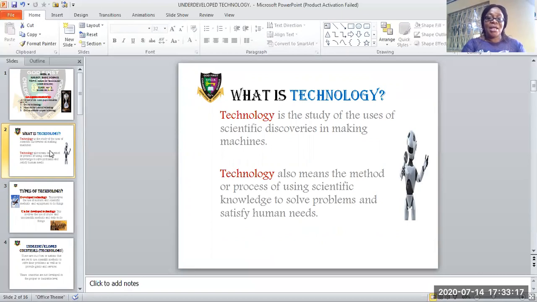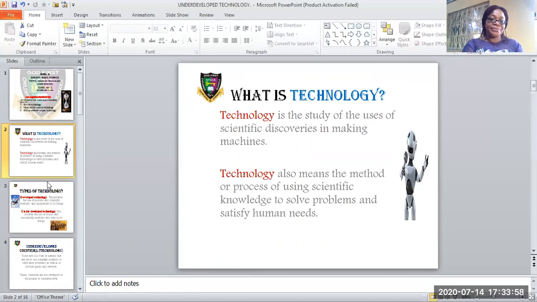Underdeveloped nations are countries. Well, let's go to the slide before we take off from there. We said technology is the study of the uses of scientific discoveries in making machines. Technology also means the method or process of using scientific knowledge to do what? To solve problems and satisfy human needs. Are we together?